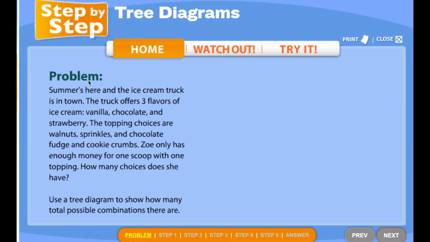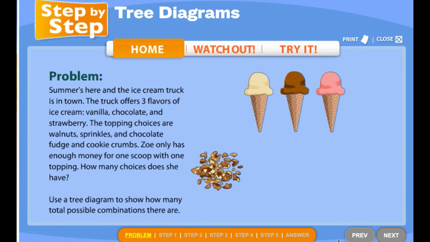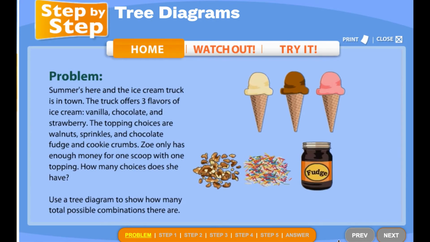Summer's here and the ice cream truck is in town. The truck offers 3 flavors of ice cream: vanilla, chocolate, and strawberry. The toppings choices are walnuts, sprinkles, chocolate fudge, and cookie crumbs. Zoe only has enough money for 1 scoop with 1 topping. How many choices does she have? Let's use a tree diagram to show how many total possible combinations there are.